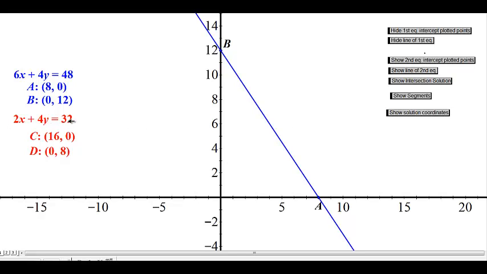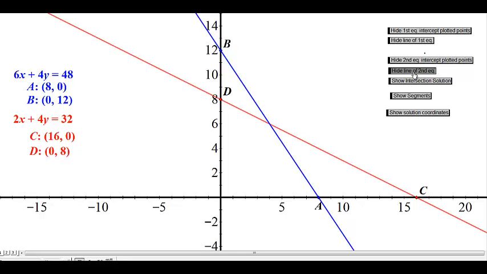So let's plot the second equation. And again, all I need is 2 points. I have the 2 intercepts here, the x-intercept and the y-intercept. So let me plot the 2 points. They show up on our grid as points C and D. And I connect the points, and I get a red line. Now, the red line corresponds to my red equation. The blue line corresponds to my blue equation.